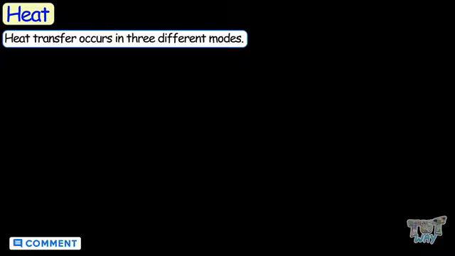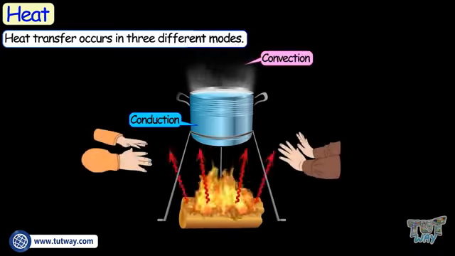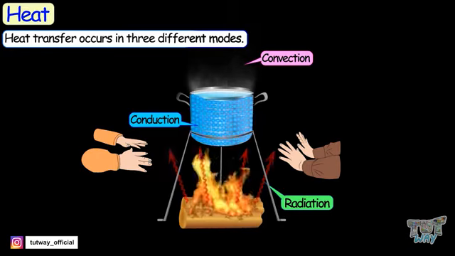Heat transfer occurs in three modes, which are known as the three modes of heat transfer: conduction, convection, and radiation. Now let's learn all three of them one by one.